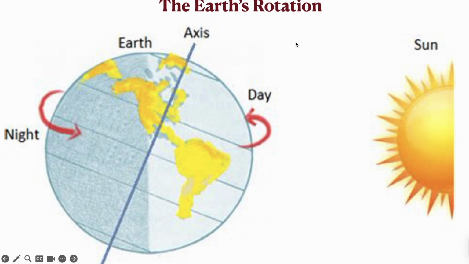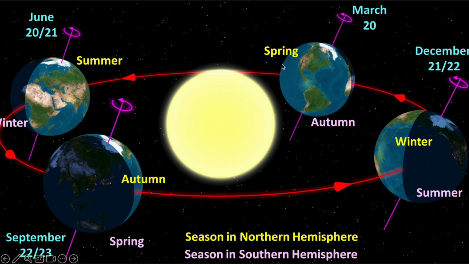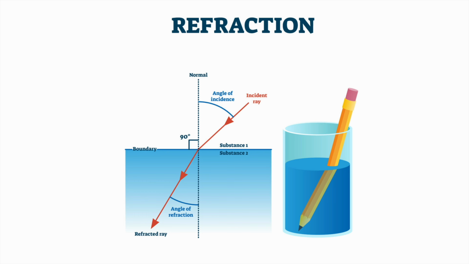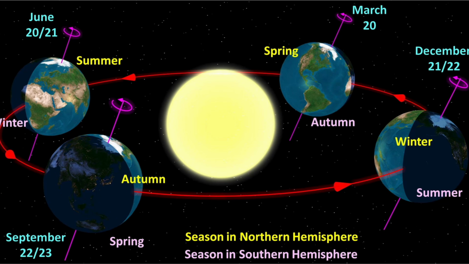Rotation. Say it with me. Rotation. Now there's another R word. Wow, we've had quite a number of R words. We've had reflection, we've had refraction, we have rotation, and we have one more. Hopefully, this is the last one. We have revolution. What is a revolution? A revolution is where the Earth travels around the sun.